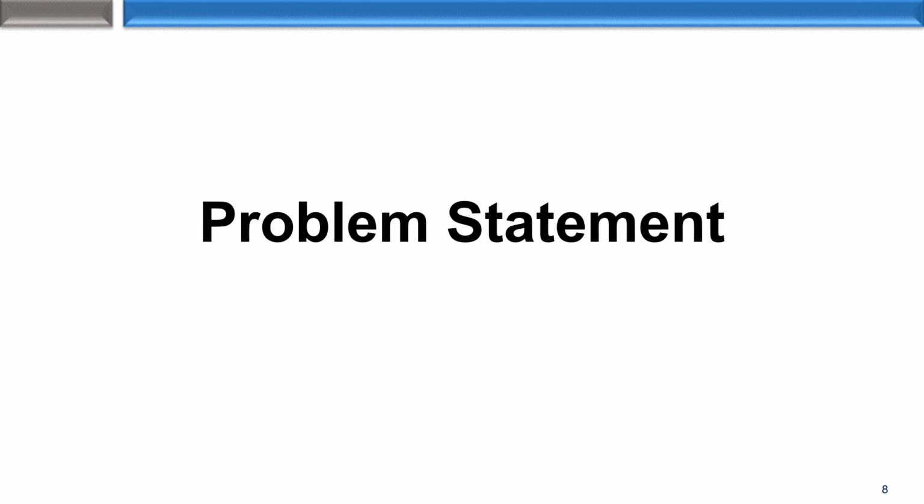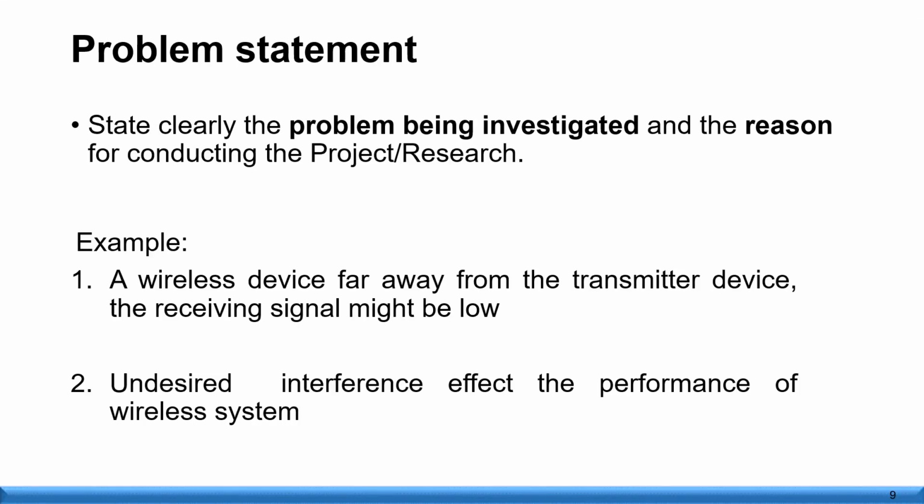Next we will talk about the problem statement. For the problem statement, you need to state clearly the problem being investigated and the reason for conducting the project and research, why you do this project. For example, a wireless device far away from a transmitter device, and the receiving signal might be low. Of course, if your device is far away from the transmitter, your receiving signal will be low. Undesired interference also affects the performance of the wireless system. So these are the two problems.